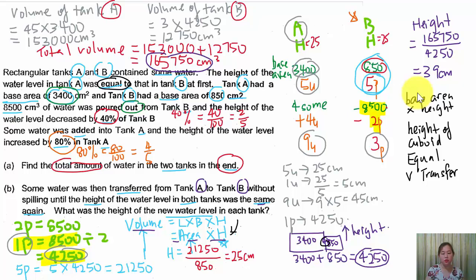The trick is to use a common base area by adding the two base areas, use the volume, and divide by the base area to find the height. So we have volume, common height.